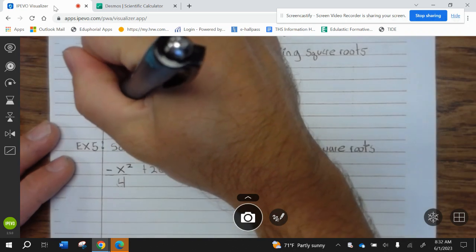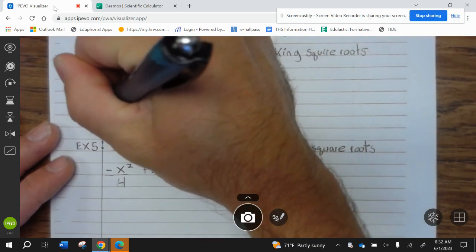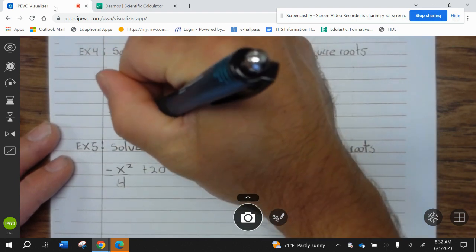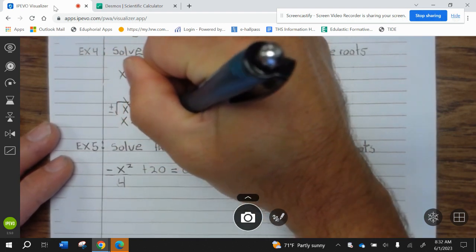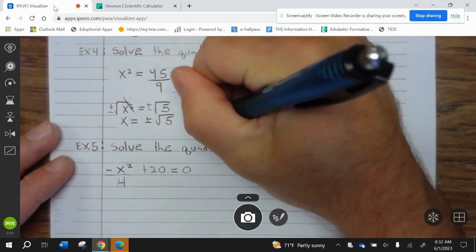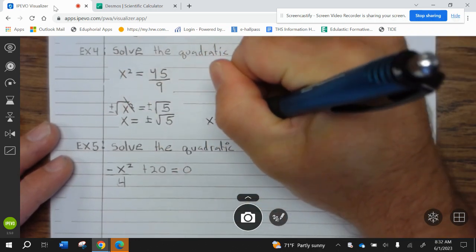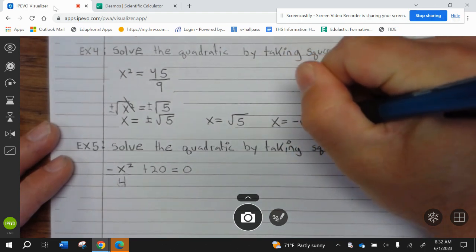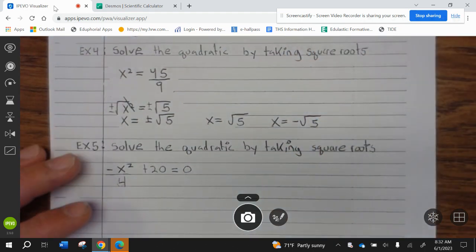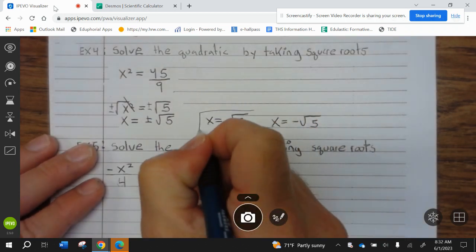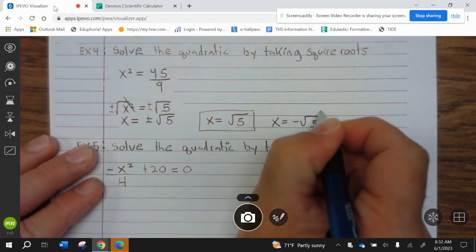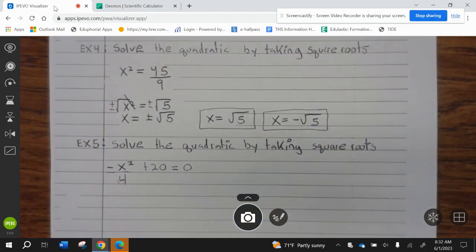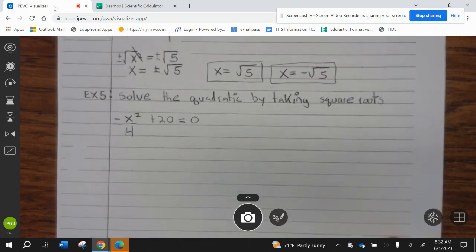Take the square root of both sides. Plus or minus. Cancels. x equals plus or minus the square root of 5. So x equals the square root of 5, and x equals negative square root of 5. All right, go ahead and finish up example 4. All right, let's take a look at example 5.